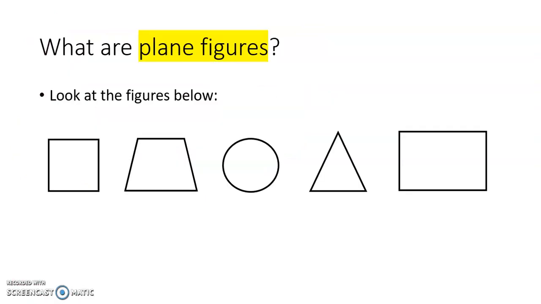What are plane figures? Look at the figures below. I've given you 5 different figures. Look at them very closely. Plane figures are flat. So if you look at the 5 figures, you see they are flat shapes. Square, circle, triangle, all flat. If they were not flat, it would have dimension. It would look like, for example, the circle was a ball. Is a ball flat? No. Is a circle flat? Yes.